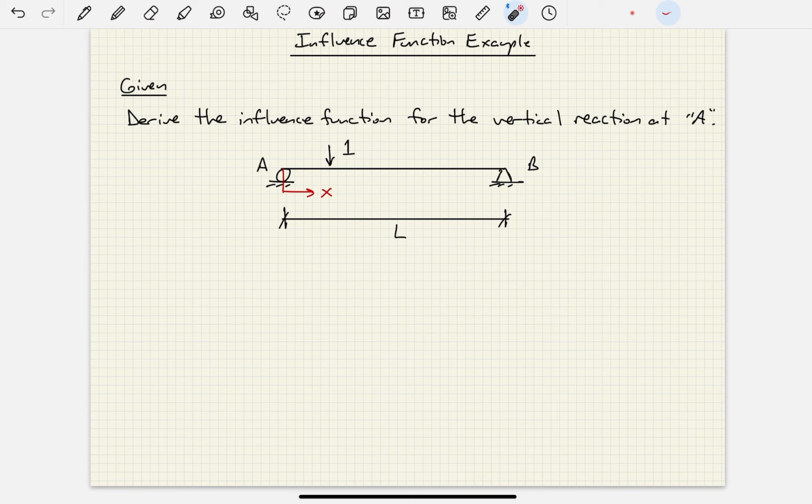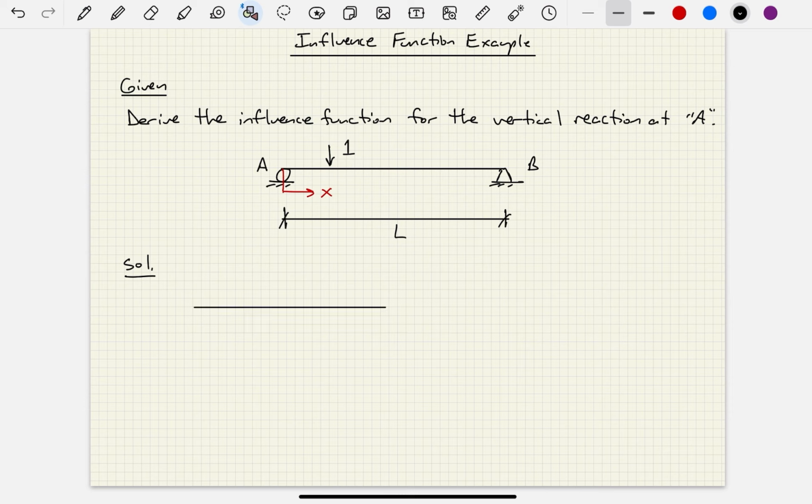The difference, though, is that instead of using the brute force method like we did in some previous videos, where we use method of sections over and over again to recalculate a y for these different locations, we're going to derive a function that captures this behavior all at once, okay? So let's go ahead and do that. I'm going to start by saying solution, and then I'm going to go ahead and redraw this beam.